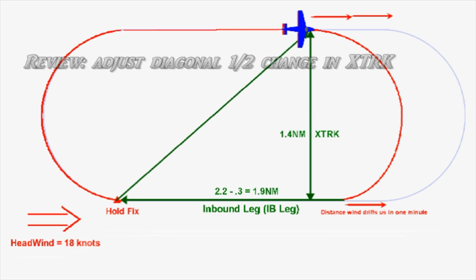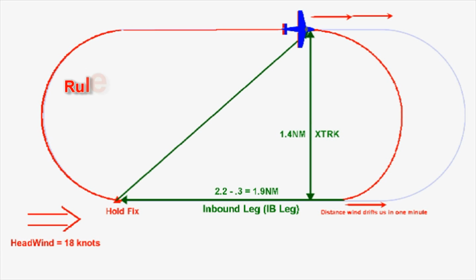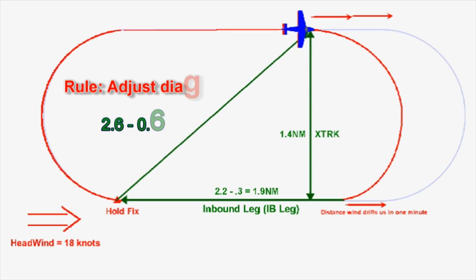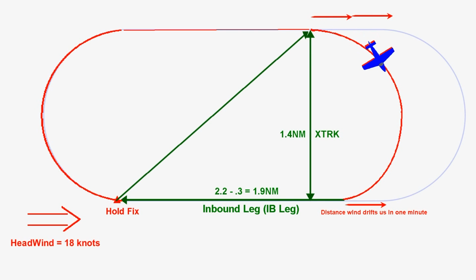But in this case, the rule I follow is to adjust the diagonal by twice as much as I adjust the inbound leg. We are shortening the inbound 0.3, so shorten the diagonal 0.6. 2.6 minus 0.6 gives us 2.0. If you care to use Pythagoras to calculate the correct amount, it's closer to 2.1.